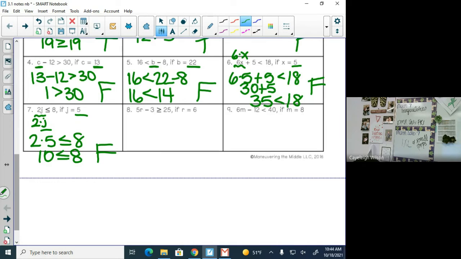Okay, I'm done. Okay, so 5r minus 3 is greater than or equal to 25. R equals 6. So 5 times 6 minus 3. So 5 times 6 is 30, and 30 minus 3 is 27. So does this make a true inequality or a false one? True, because it's 27. So it's saying 27 is bigger than 25, which is true.